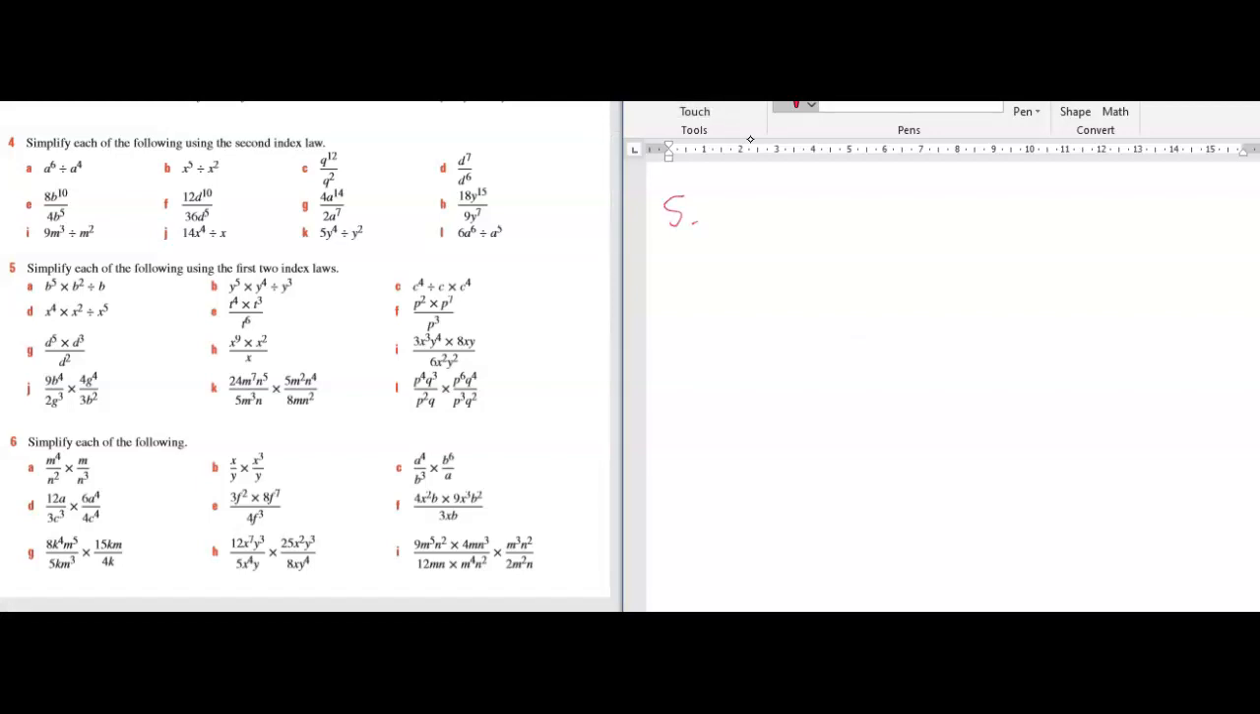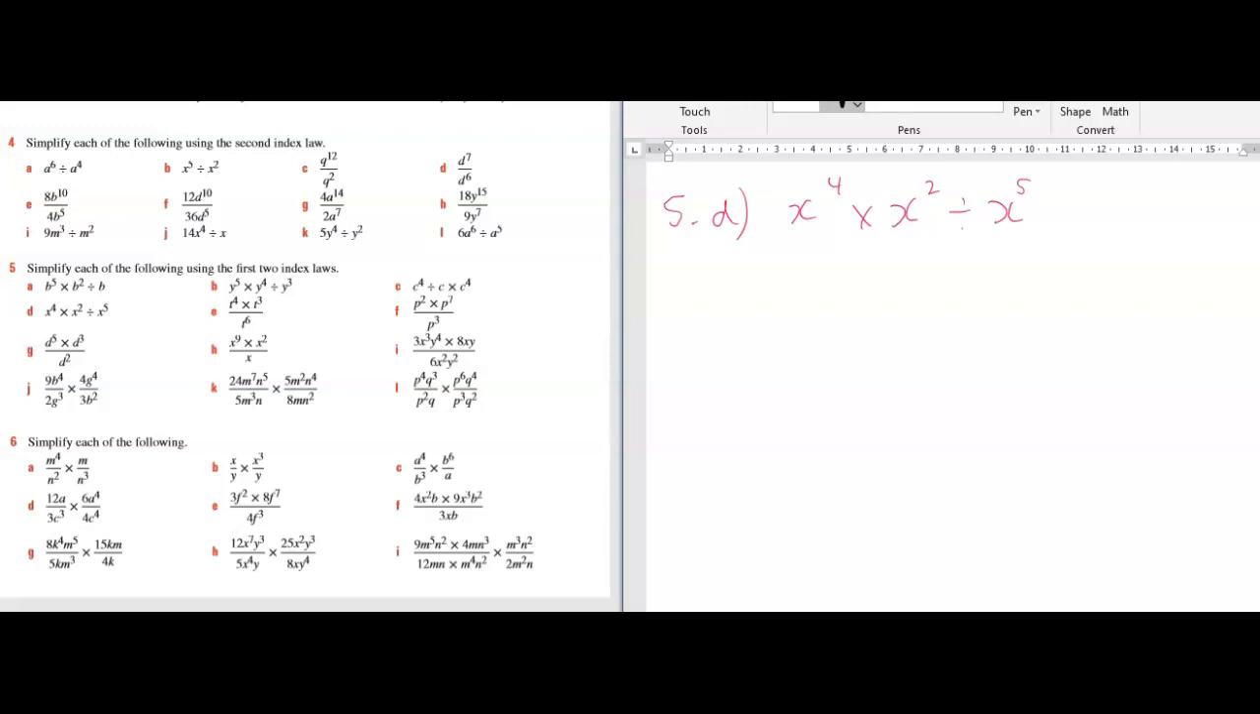I don't always want to do the easy ones. Let's do D. X to the power of 4 times x squared divided by x to the power of 5. Oh, excuse me.